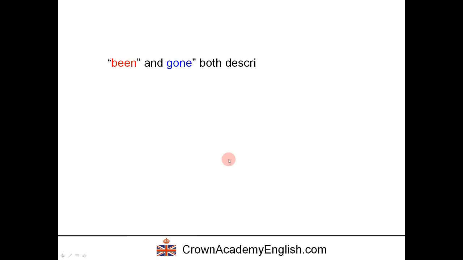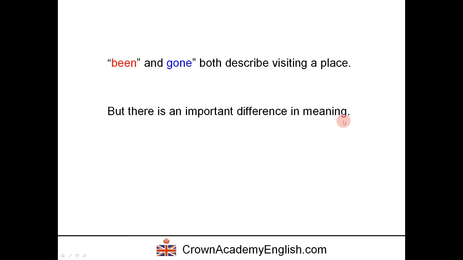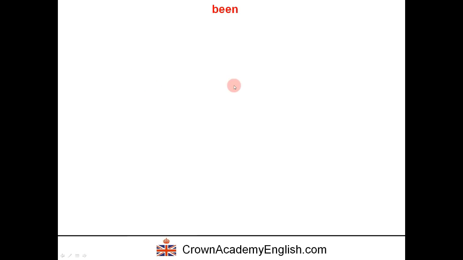So been and gone, well, the meaning is that they both describe visiting a place, visiting somewhere. Okay, so that's the subject. But there is an important difference in meaning between the two. So let's look at the difference now. Let's look at been first. So we use been to describe a completed visit of a place. So this is important. It's a completed or finished visit.